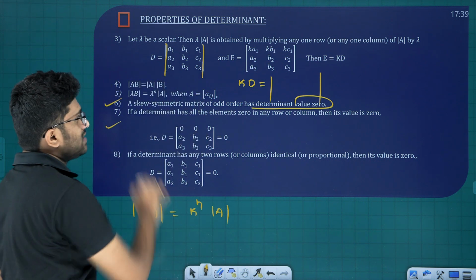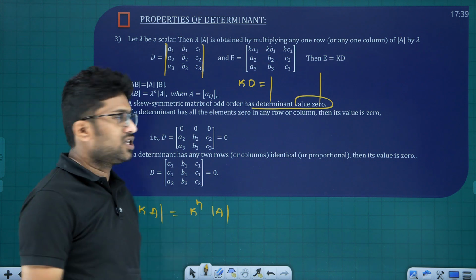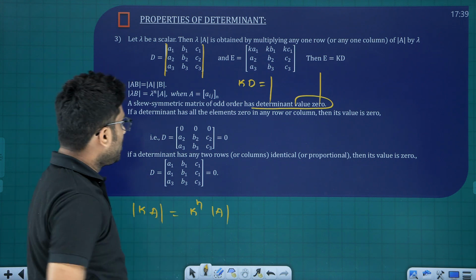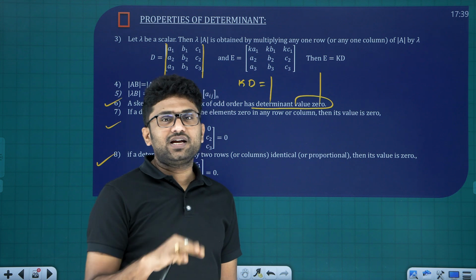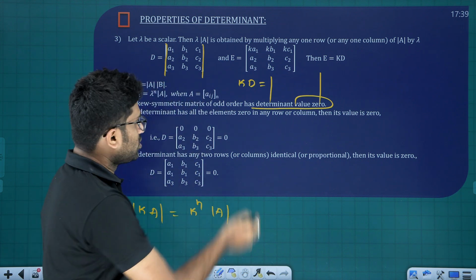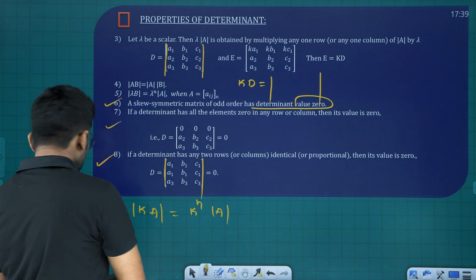Next, if a determinant has all the elements 0 in any row or column, then the value of the determinant will be 0. Next, if a determinant has any 2 rows or 2 columns identical or even proportional, then the value of that determinant will be 0.